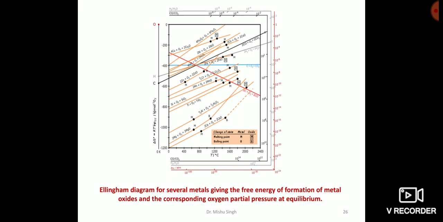However, in the case of less reactive metals like silver and mercury, the free energy change of formation of oxides becomes positive at higher temperature. This suggests that silver oxide and mercury oxide, Ag2O and HgO, are unstable and they decompose at higher temperature, liberating the corresponding metal.